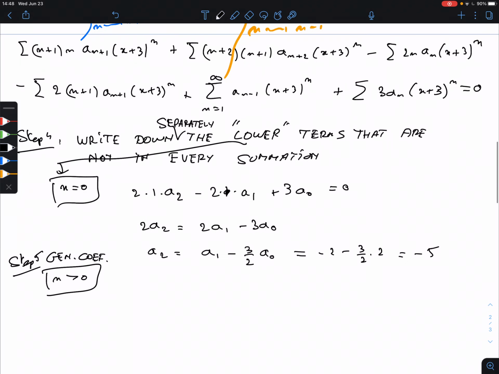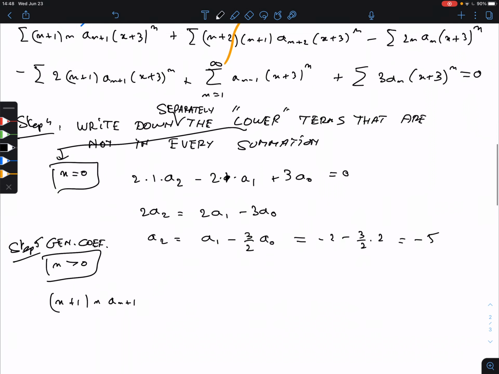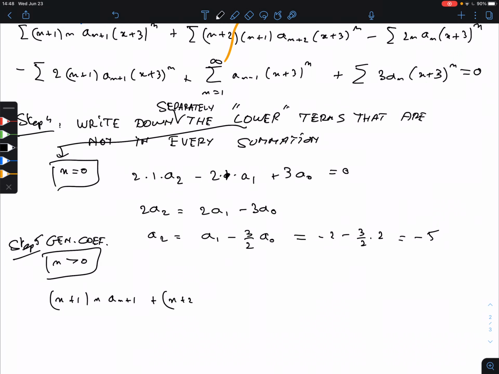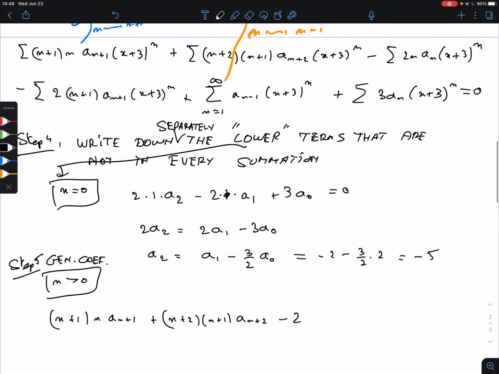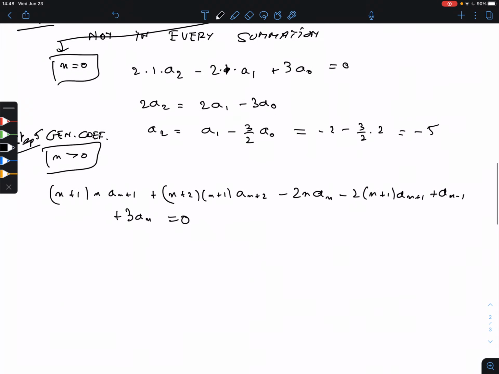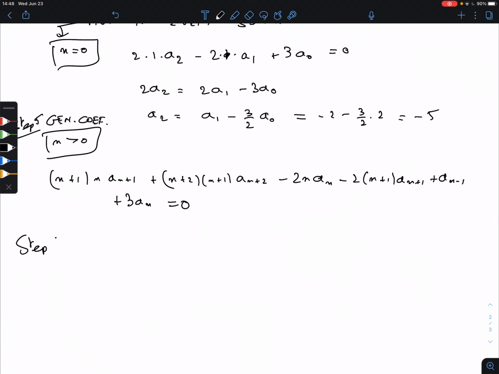Then we can just copy all of them. So we get (n+1)n a_{n+1} plus (n+2)(n+1) a_{n+2} minus 2n a_n minus 2(n+1) a_{n+1} plus a_{n-1} plus 3a_n, and all this is equal to 0. So step 6, I'm breaking down now.